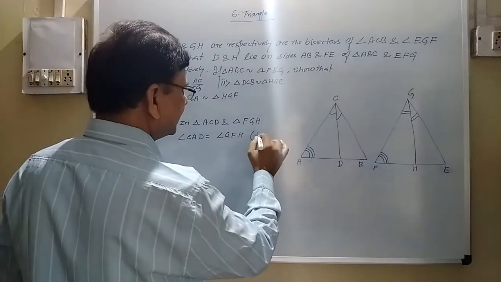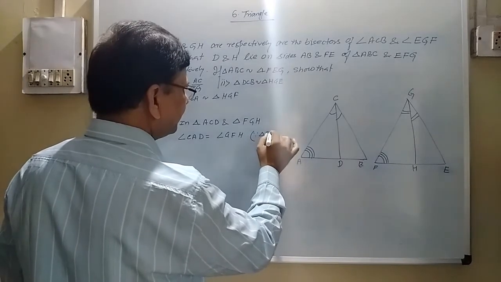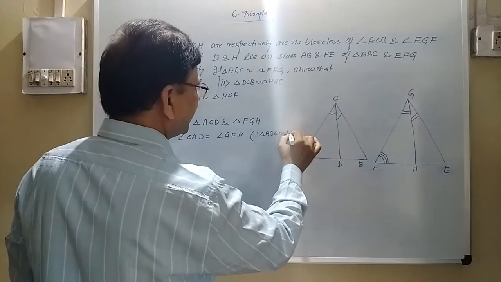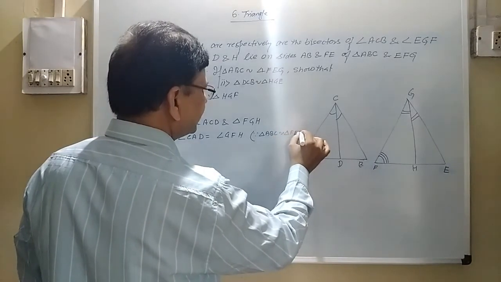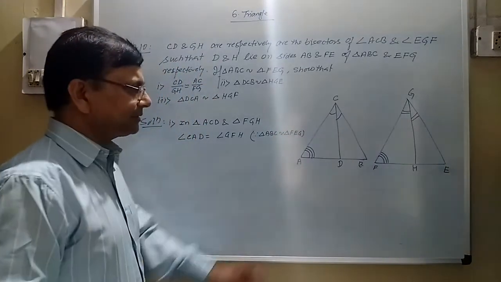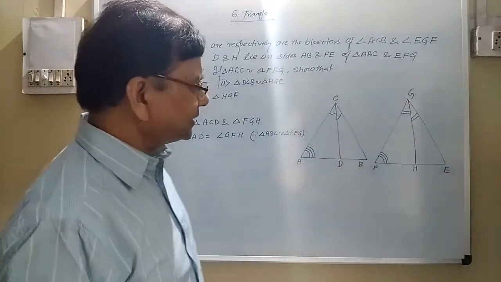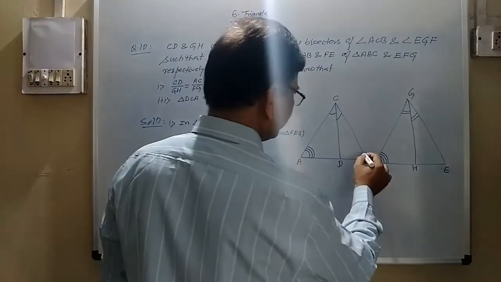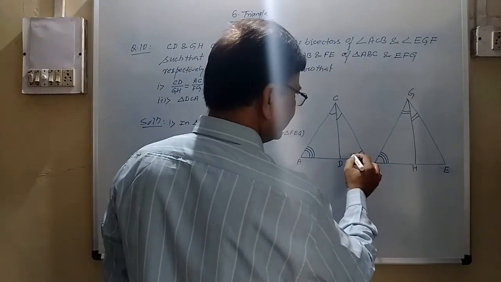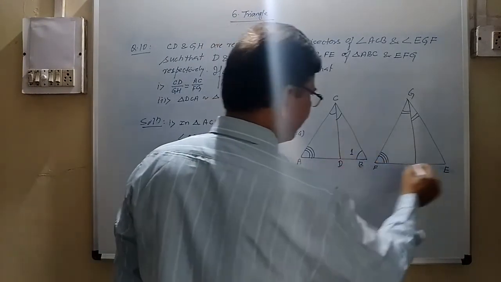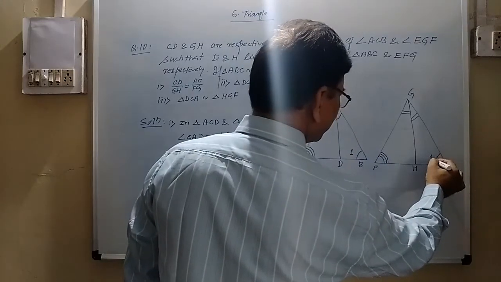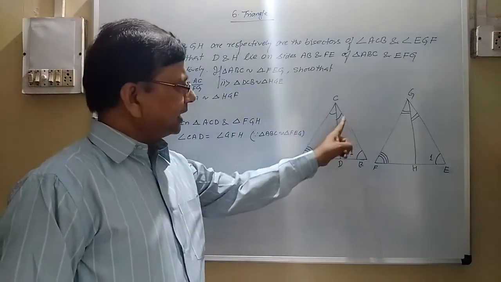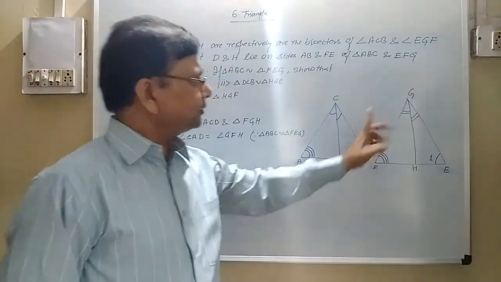Since triangle ABC is similar to triangle FEG, these angles will be equal. And similarly, this angle, suppose angle number 1, will also be equal to this, right? And this angle will also be equal to this.